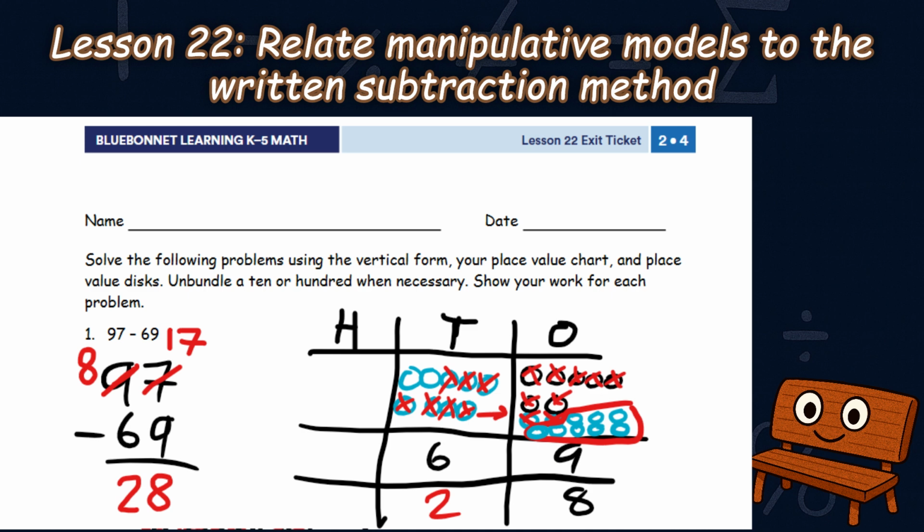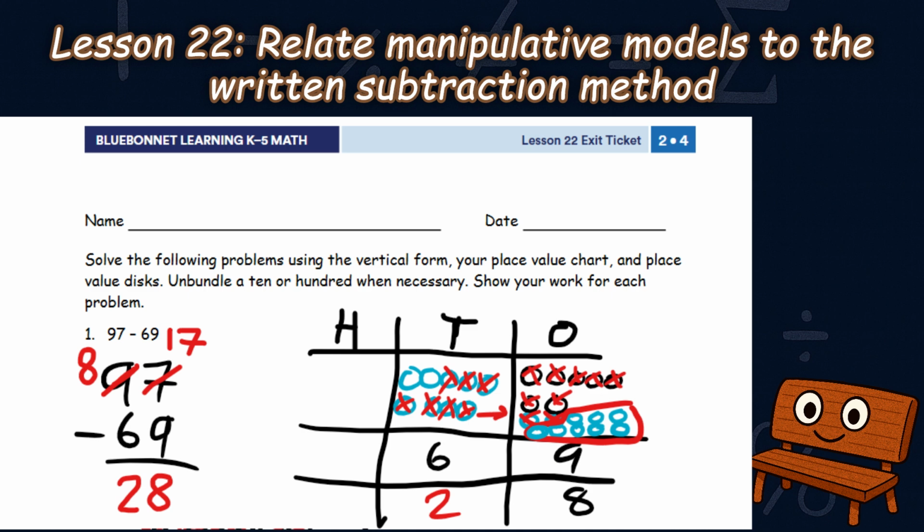Your 7 cannot handle the 9. It's going to go to the tens place for help. Your 9 is going to give 7 10 more, but your 9 becomes an 8, and 10 more than 7 is 17. Thus you have 17 minus 9, that is going to be 8, and your 9 used to be a 9 but is now an 8, and it's going to be 8 minus 6, and you're going to be left with 2, and thus you get 28.